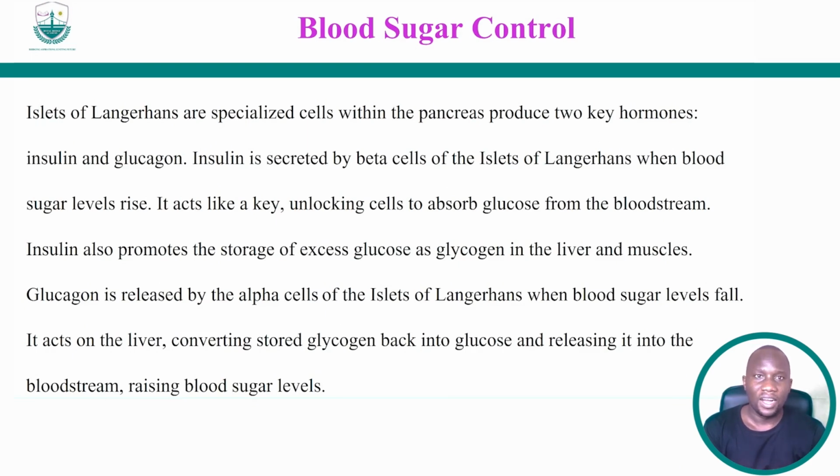So how come that actually the pancreas can produce these two hormones? We have what we call the islets of Langerhans here. Okay, this has what we call the alpha and beta cells. Okay, the beta cells of the islets of Langerhans are the ones that produce insulin.